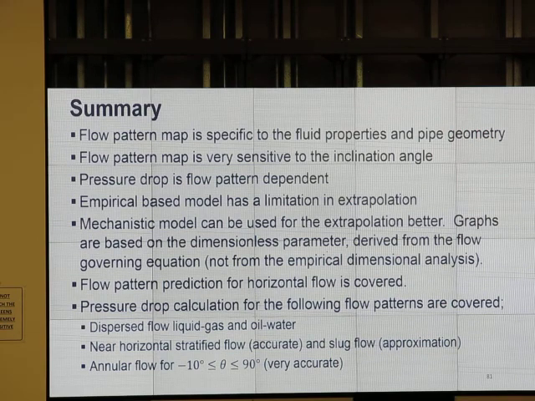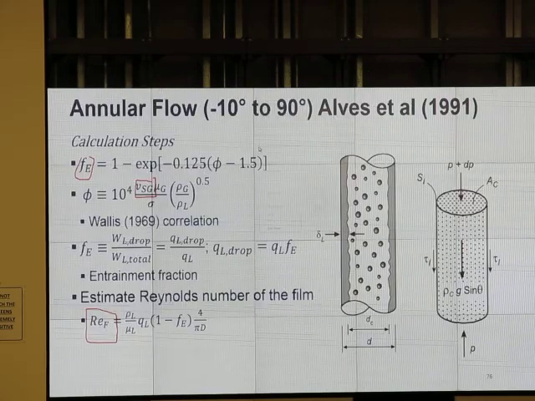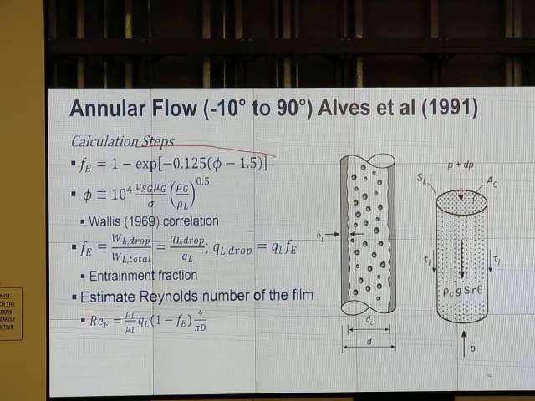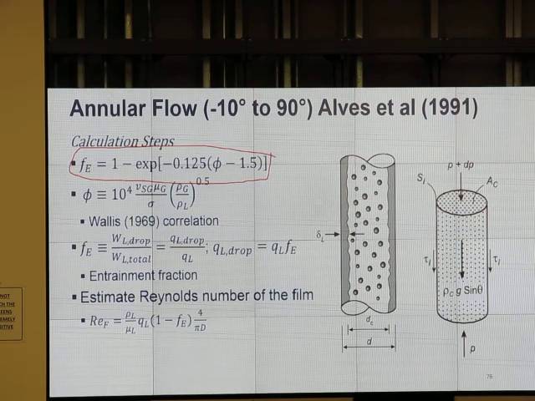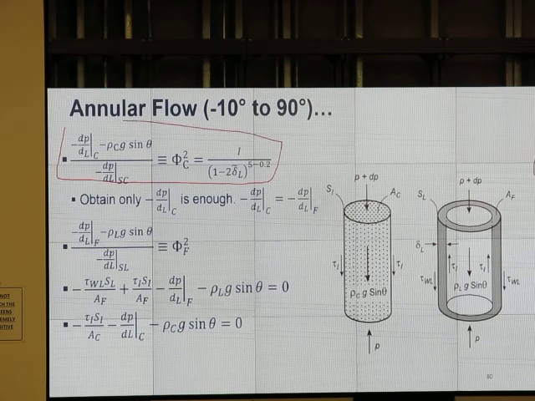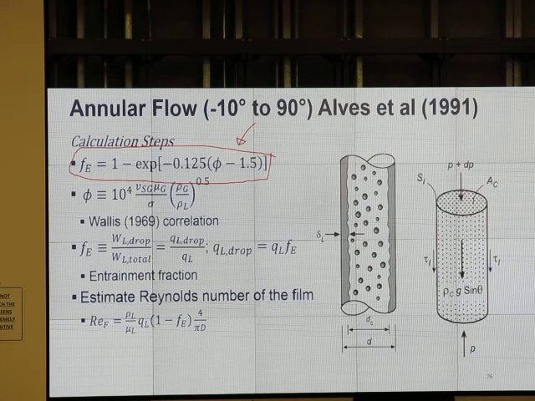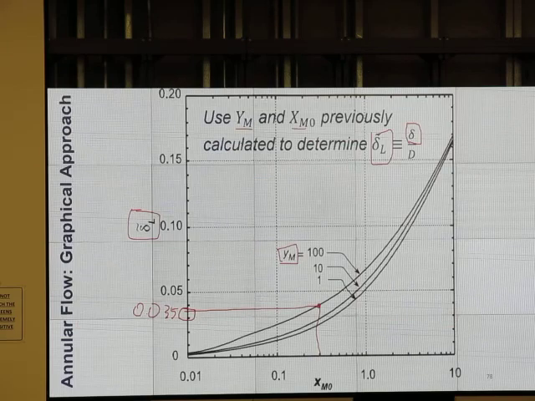A mechanistic model is good, but it has some formulas from experiment. There's some empiricism in it. For example, in annular flow, you see the entrainment fraction F sub E. That is an empirical correlation based on experiment. Of course, the force balance, the momentum balance, that is physics. But there's something unknown, like the film thickness or the entrainment fraction. That is based on measurement. There's a little bit unknown in it, and that comes from experiment.